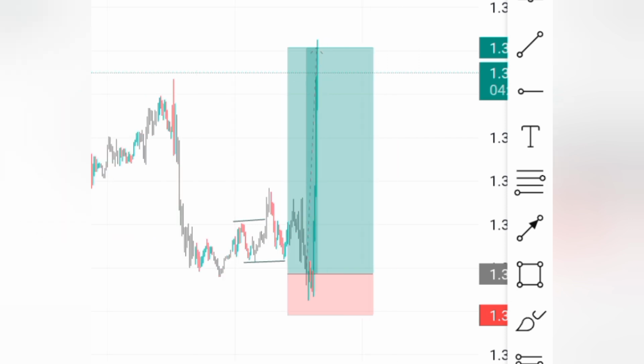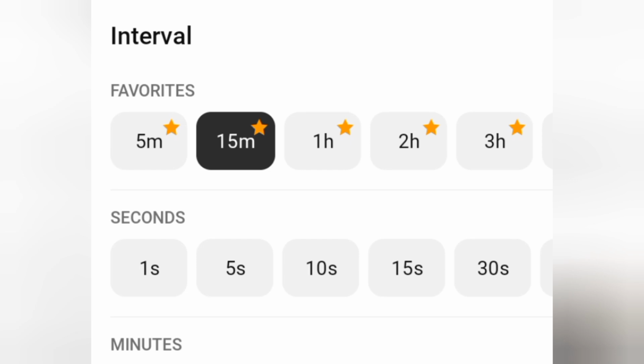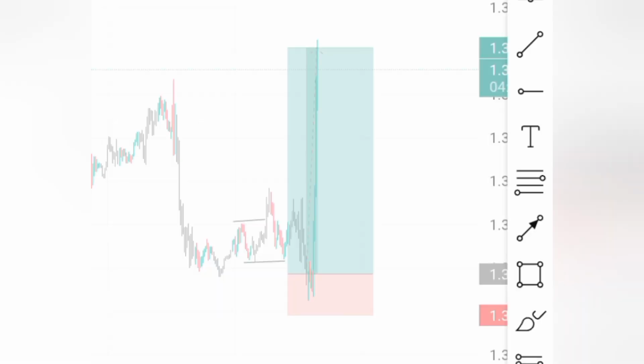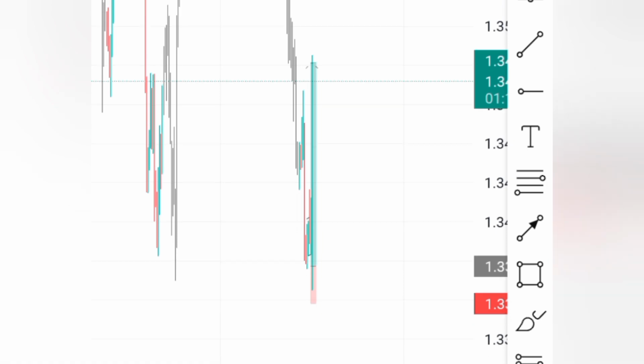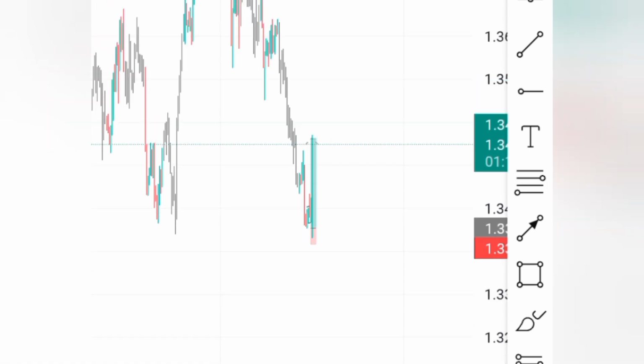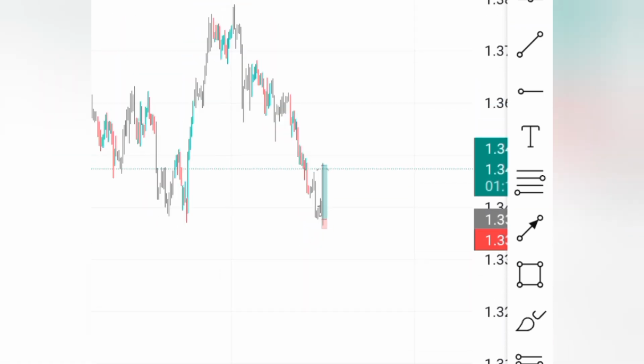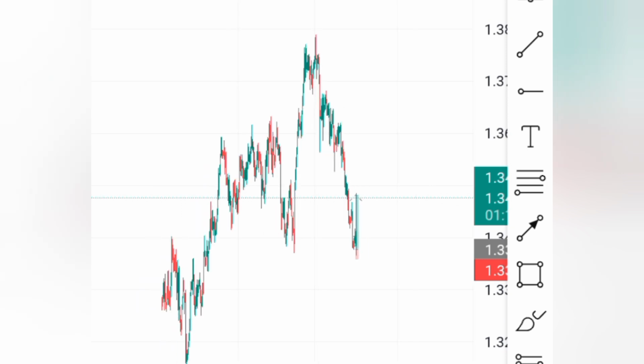I went to my H4 time frame. This is where we get the direction of the market from, guys. So this is our H4 time frame. What do we look at in our H4 time frame?